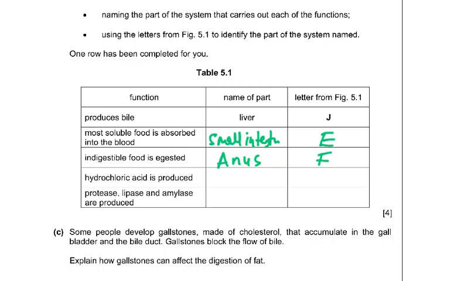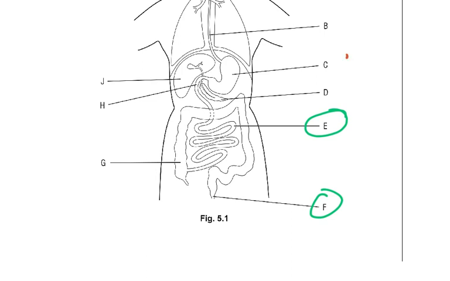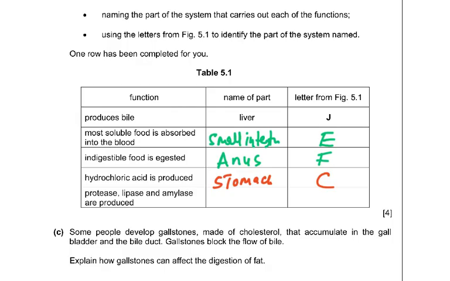And then it says hydrochloric acid is produced. Where is that done? In the stomach. And where is that? That's C. Then protease, lipase, and amylase are produced. That's where? Pancreas. And where is the pancreas? That's D.